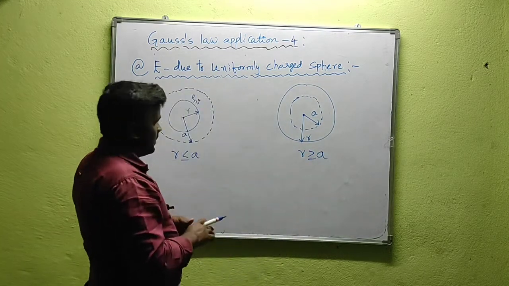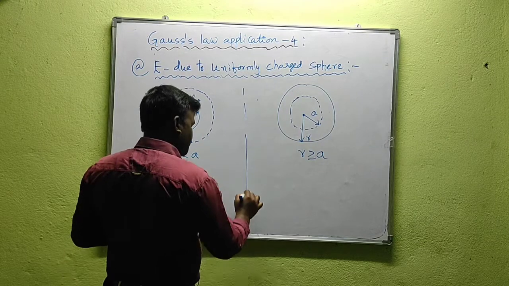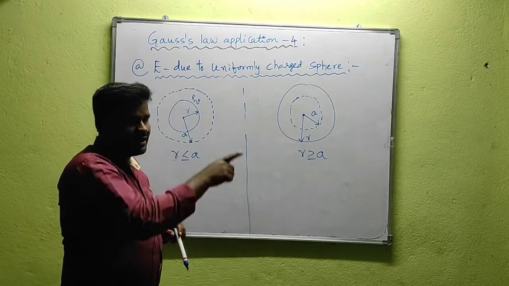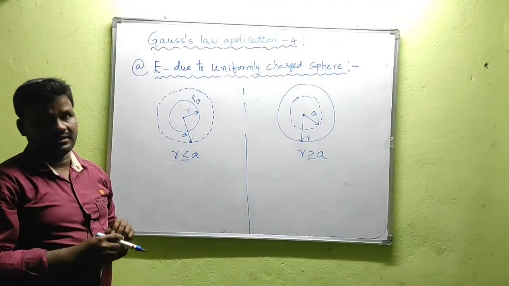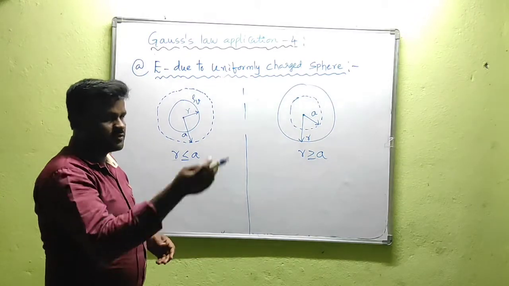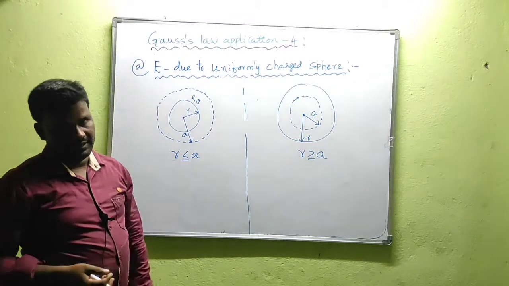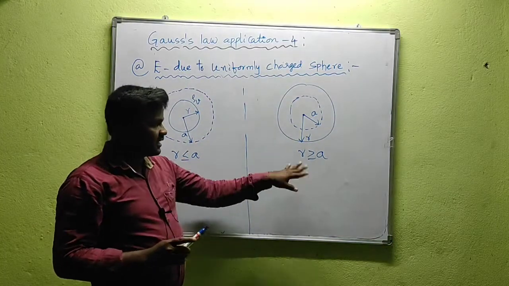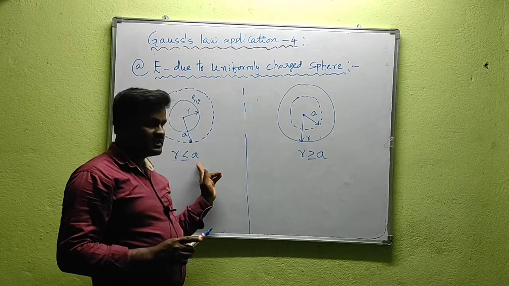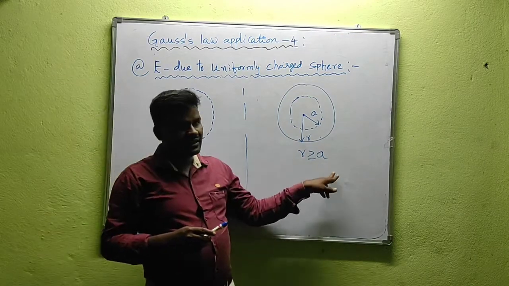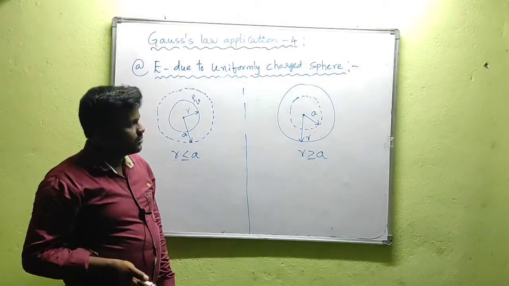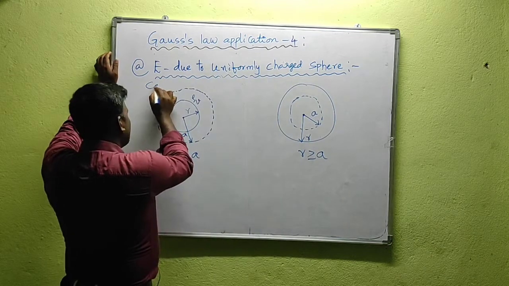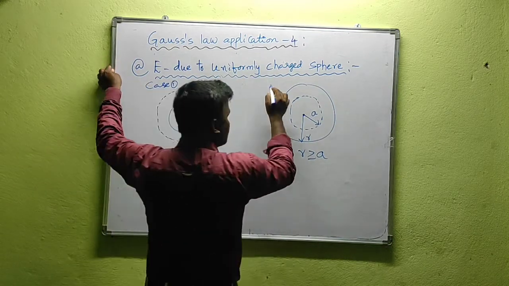Means what? If I determine field for this case and this case, means I can determine field inside the sphere and outside the sphere. That means suppose if I consider a small sphere or large sphere, it can be valid. Small sphere like this and large sphere like this. If I consider cases like this, r is less than or equal to a means inside, and r is greater than or equal to a means outside the sphere, okay. So that's why we need to consider two cases. So this is case 1 and this is nothing but case 2.